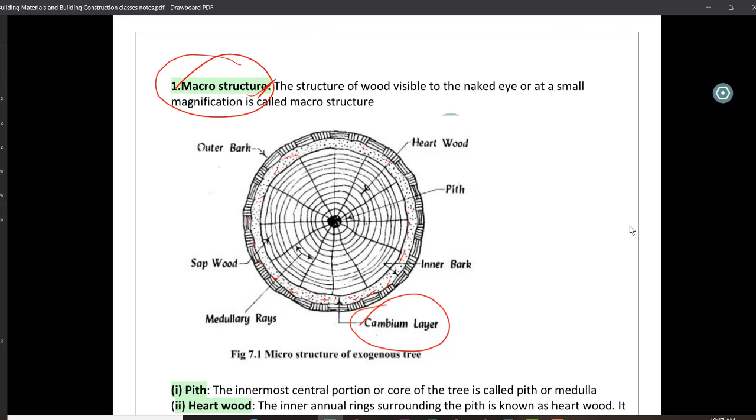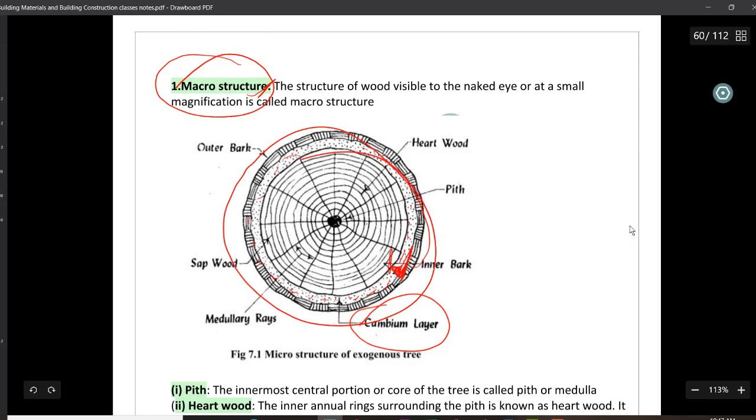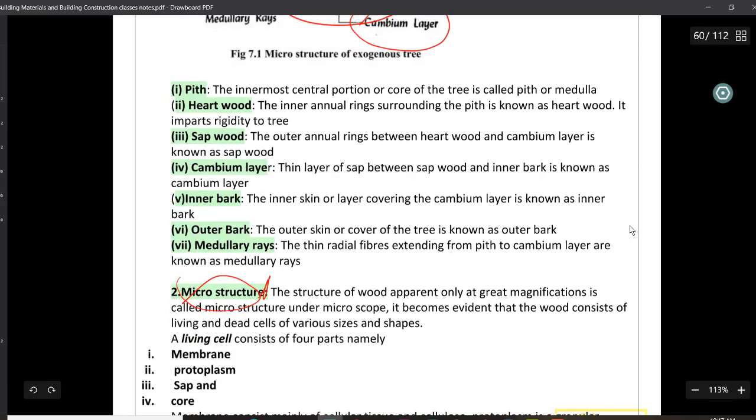Done? And my size will keep on growing. Right, so whatever cambium layer is there, it is in between sapwood and inner bark. After inner bark you will be having outer bark. Bark is only for protection, it is not for strength, it is just for protection of my timber. Okay, done. It is like an outer skin which covers my wood.